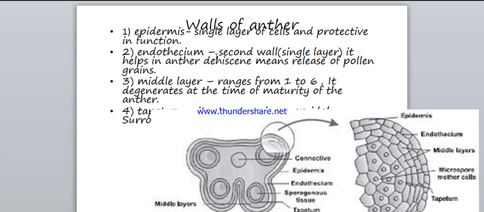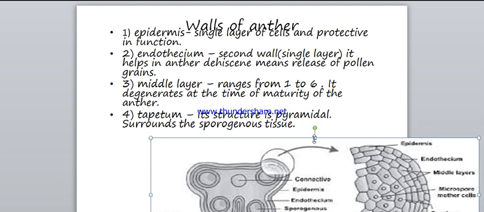Second, the walls of the anther. The first wall is the epidermis, a single layer of cells that is protective in function. The second wall is the endothecium, which is also a single layer. It helps in anther dehiscence. Anther dehiscence means release of pollen grains. And third is the middle layer. It ranges from 1 to 6 layers. It degenerates at the time of maturity of the anther. Its main function is to degenerate at the time of maturity.